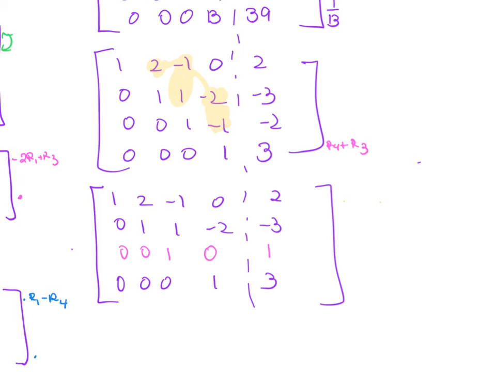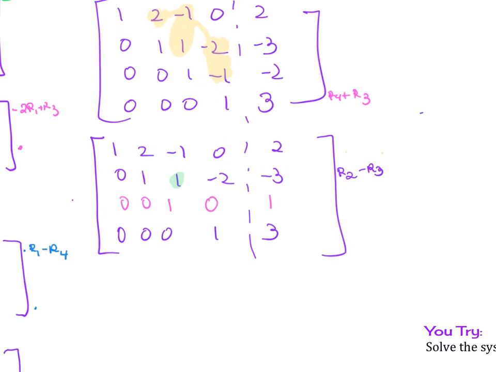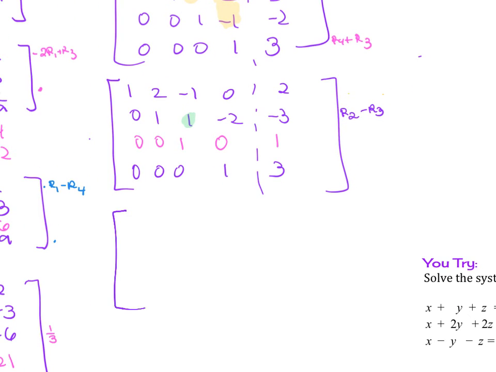So next we want to get rid of this 1 here. And so what I'm going to do is I'm going to take row 2 minus row 3. So this is 0, this is -1, 0, and -1. So this will become 1, 0, -2, and -4, and then write the rest.